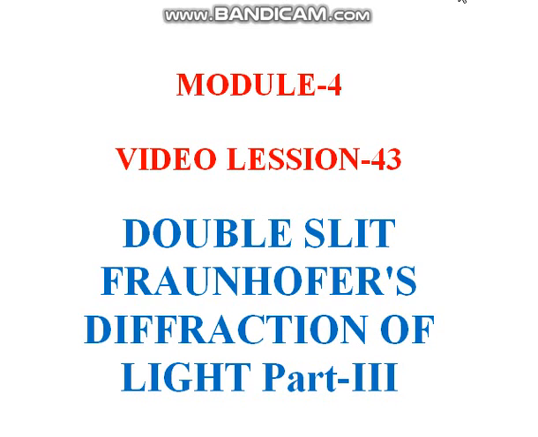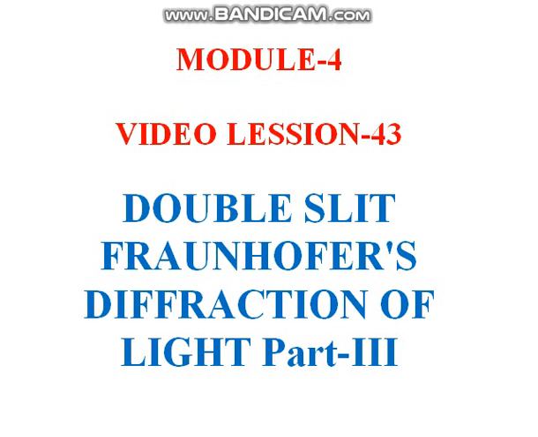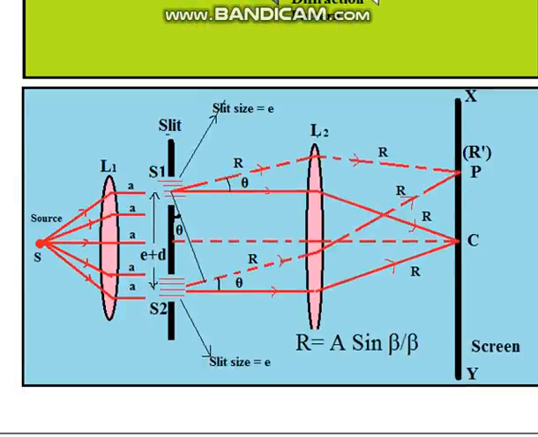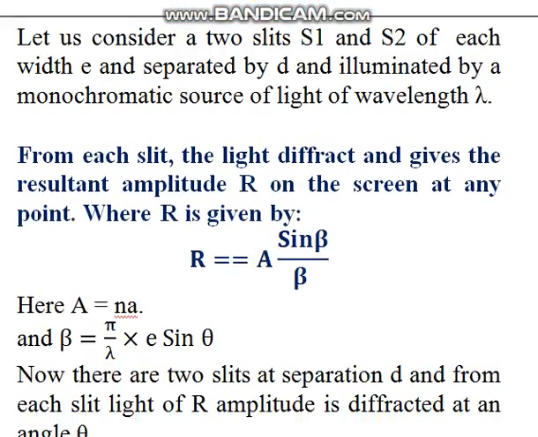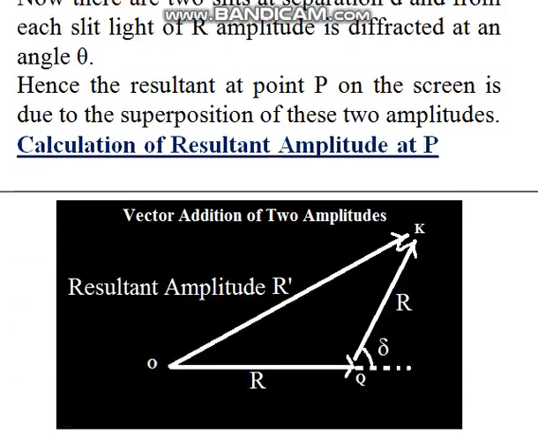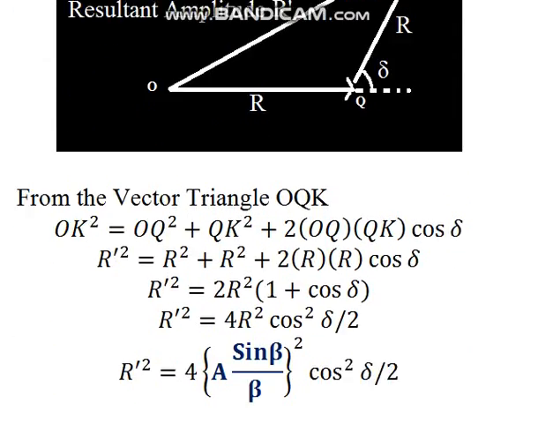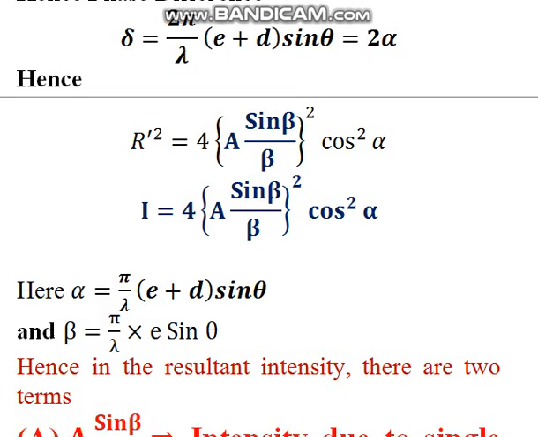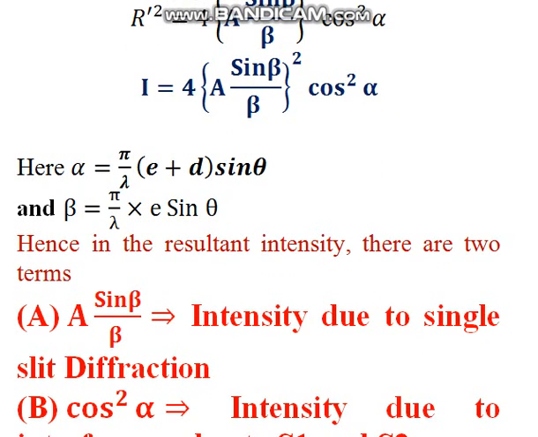Hello everyone. So this is video lesson 43 and here we are discussing the double slit Fraunhofer diffraction. We discussed the figure and the resultant amplitude at any point on the screen, and after that we obtained the expression for the resultant intensity. So the resultant intensity is given by this formula.